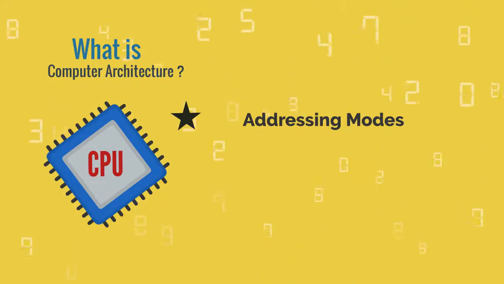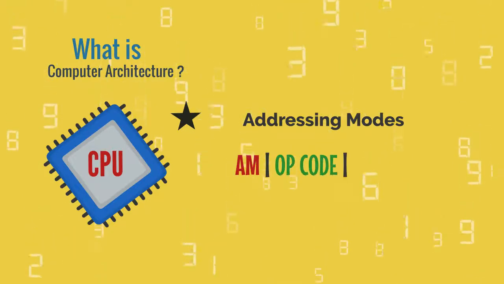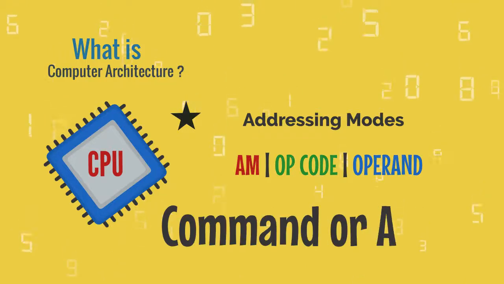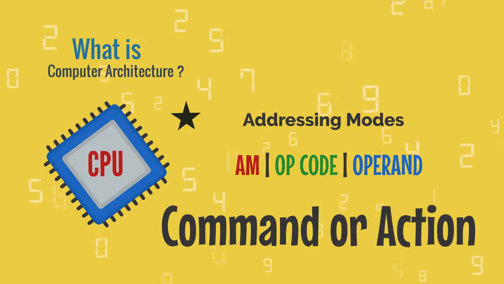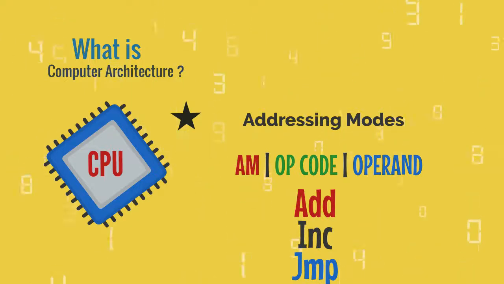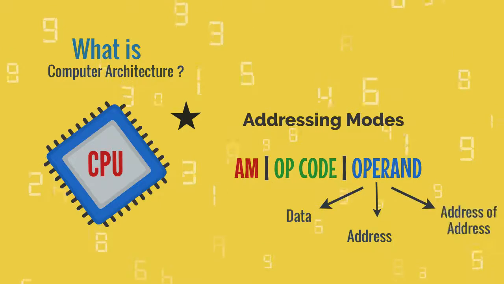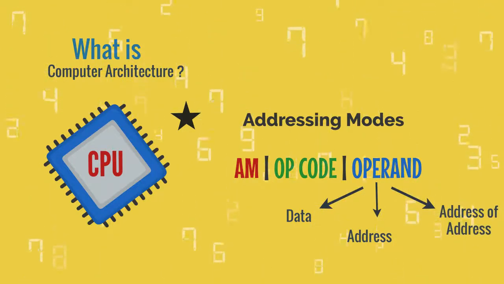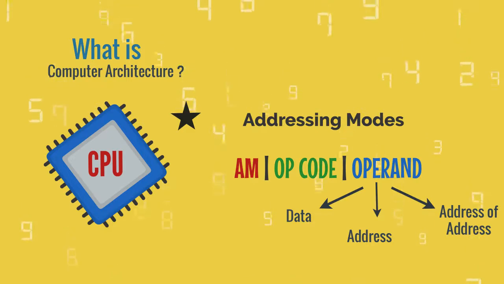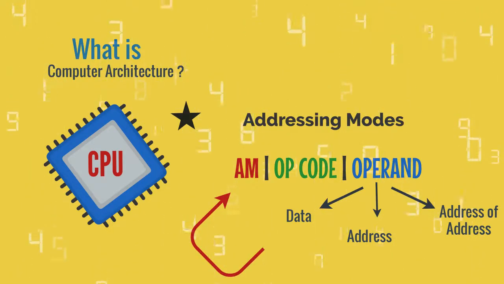The instruction set of a CPU consists of 3 parts: addressing mode, opcode, and operand. Opcode is the operation code, or action, which is to be performed on data, for example add, increase or jump. Operand is the data, or the address of the data, on which the action is performed. It might be a register also. This is identified by the addressing mode.